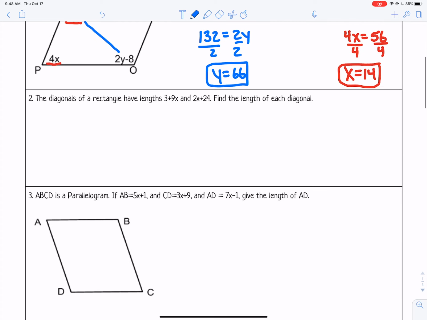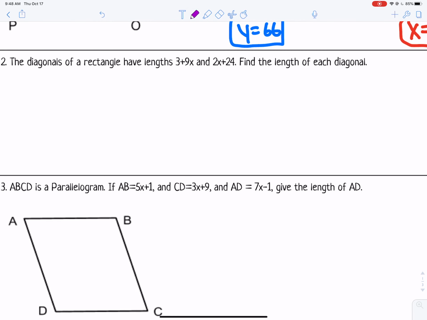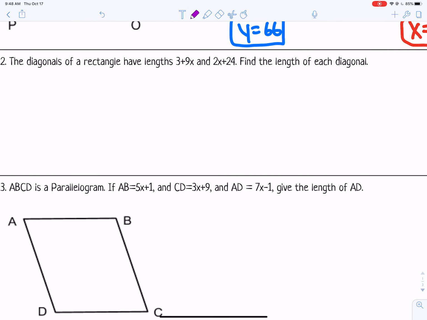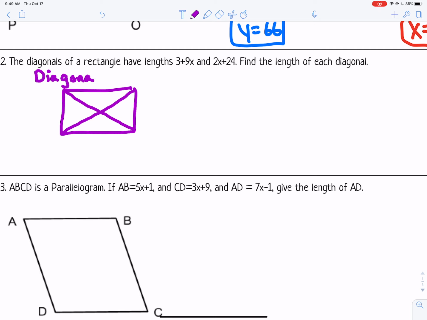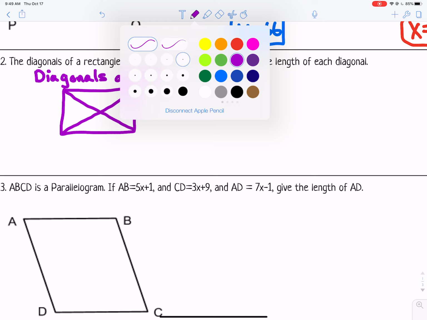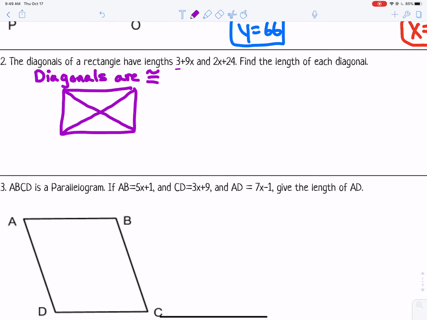All right, let's take a look at number 2. It says the diagonals of a rectangle have lengths 3 plus 9x and 2x plus 24. So properties of a rectangle include the fact that the diagonals of a rectangle are congruent. So that will help us to solve this problem. So I can say that 3 plus 9x is equal to 2x plus 24. But keep in mind, you're asked to find the length of the diagonal. So once you get x, you've got to plug it back in to get the length of your diagonal.